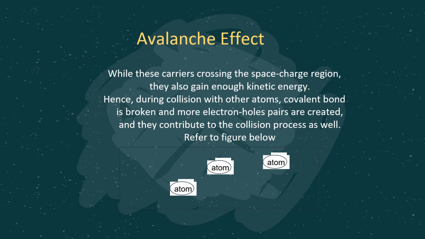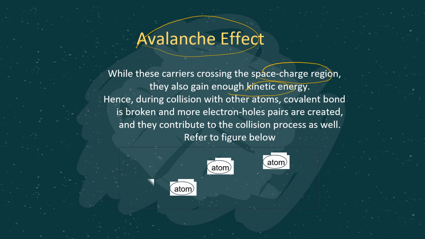Another interesting concept that we have to know is called the avalanche effect. The avalanche effect is actually similar to the breakdown voltage just now, where when these carriers cross the depletion region, the space charge region, they also gain enough kinetic energy, meaning they are very energetic. Where does this energy come from? Obviously from the electric field just now, because we are supplying the negative voltage to the PN junction diode, right?